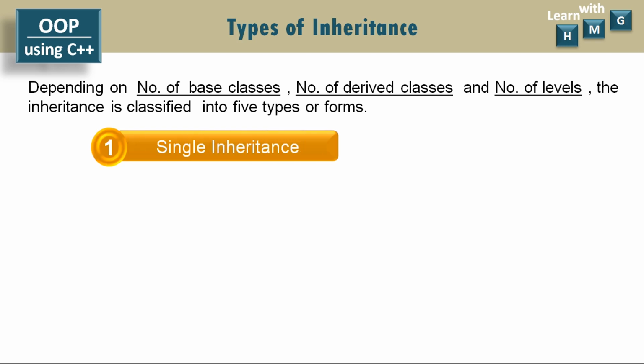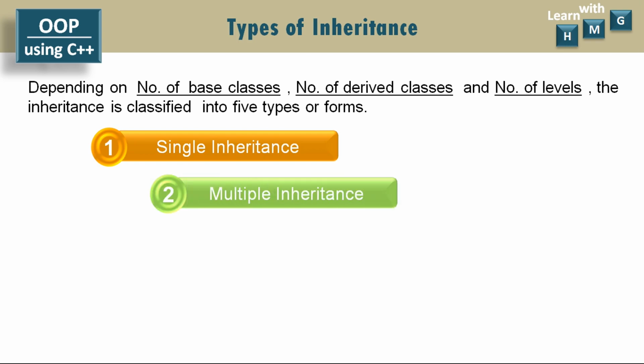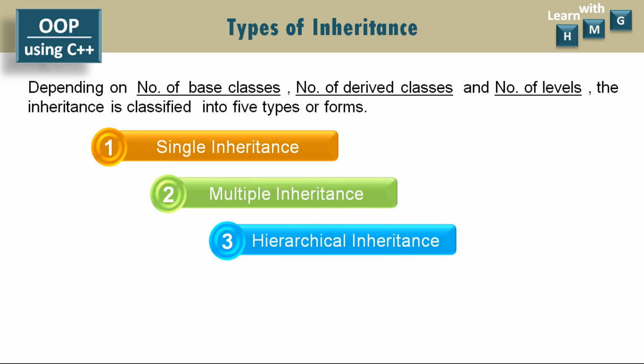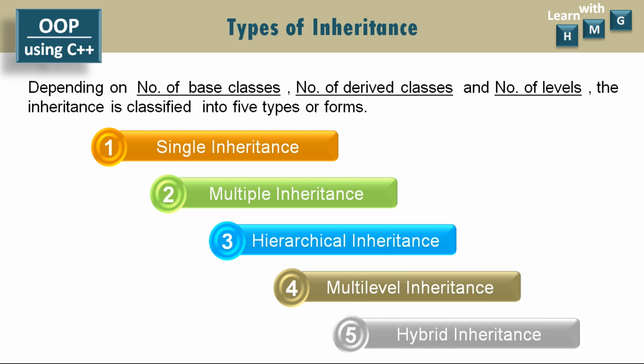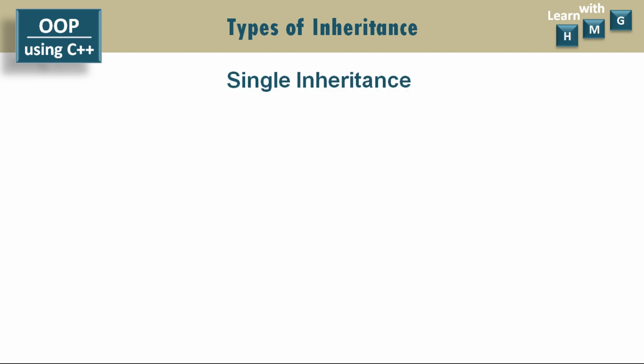The first type of inheritance is single inheritance. The second type is multiple inheritance. Third, hierarchical inheritance, fourth, multi-level inheritance, and last, fifth, hybrid inheritance. So these are the 5 types of inheritance. We will learn all these 5 inheritances one by one after this.